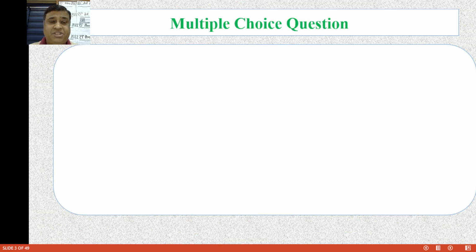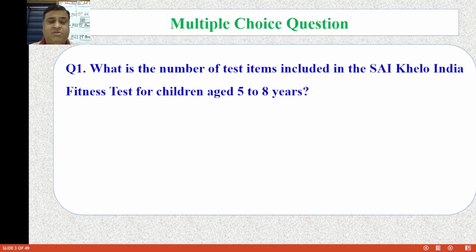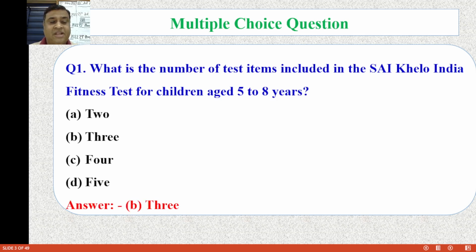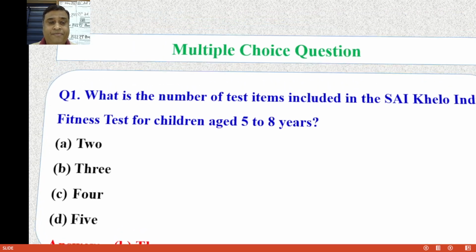Now the first part of the session is multiple choice questions. Question number 1: What is the number of test items included in the Khelo India fitness test for children at the age of 5 to 8 years? Now what are the total numbers? 2, 3, 4 or 5? Now the answer is B, 3, that is body mass index, plate tapping test and flamingo balance test.